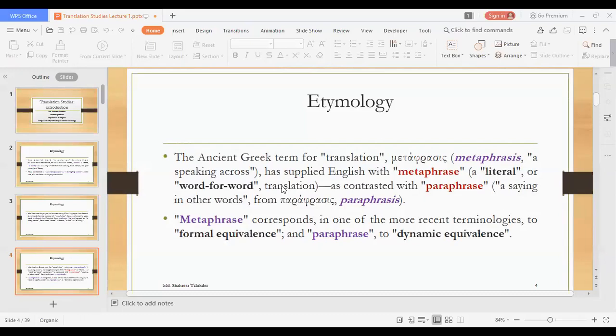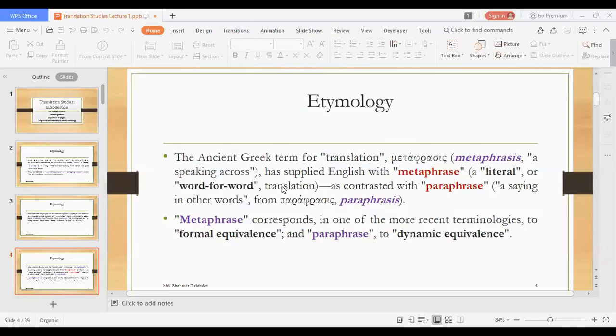Metaphrase means if I give you a single sentence from Bangla, then you can translate it word to word as it is in the Bangla. You can translate it in English just like that without changing anything, even the word order. So you try to maintain the whole diction and the structure. On the other hand, paraphrase is saying in other words. In Bengali we call it bhabanuvad.